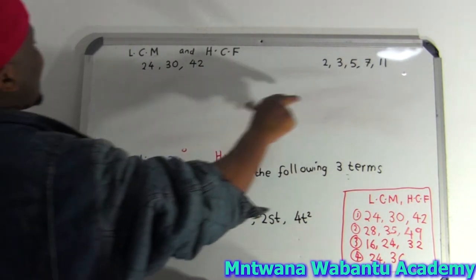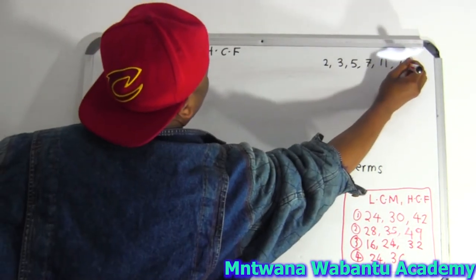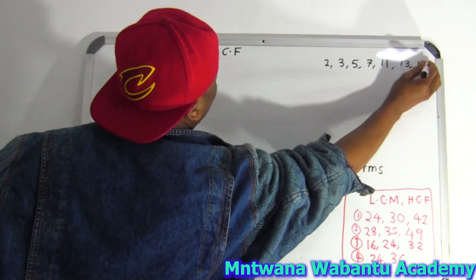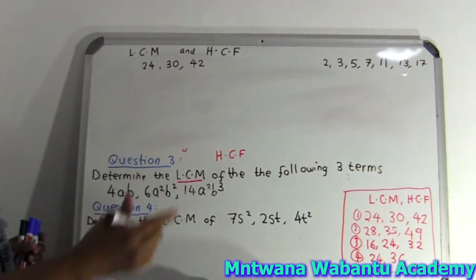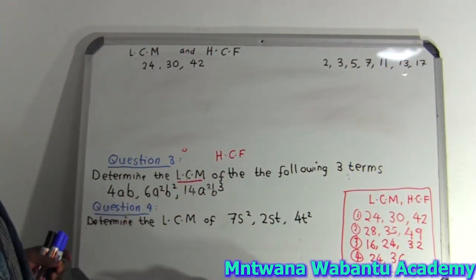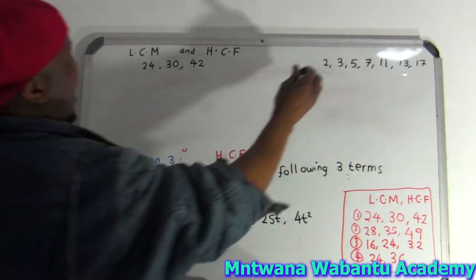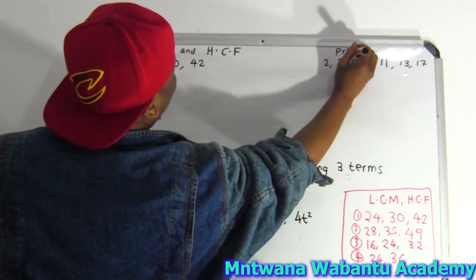So these are some of the prime numbers, you know, 13, and then you go 17. 15, no, because 15 can be divided by 3 and 5, you know. So these are some of the prime numbers.